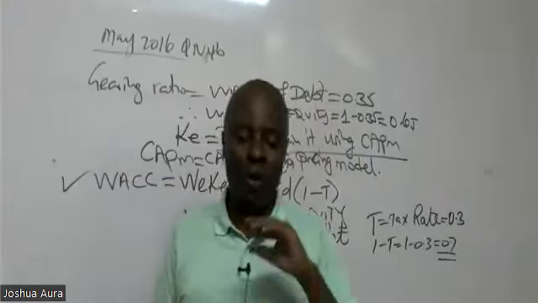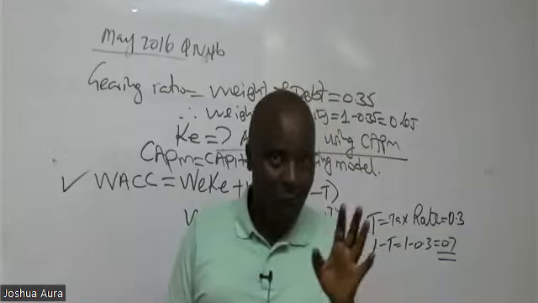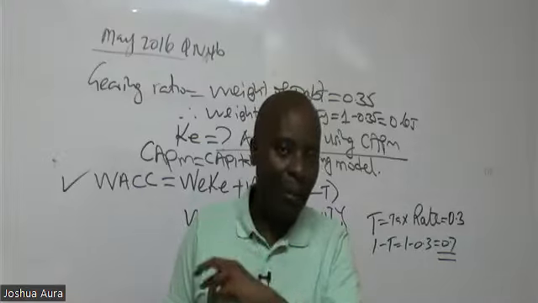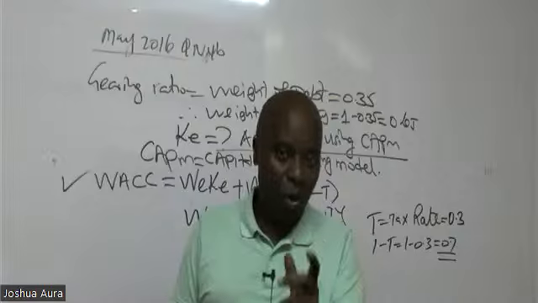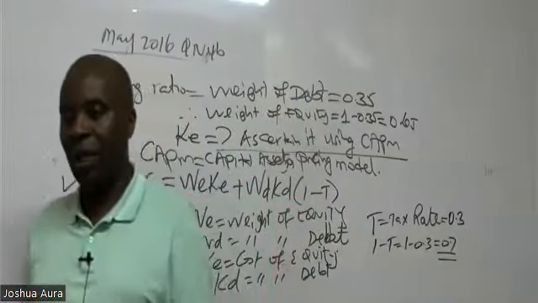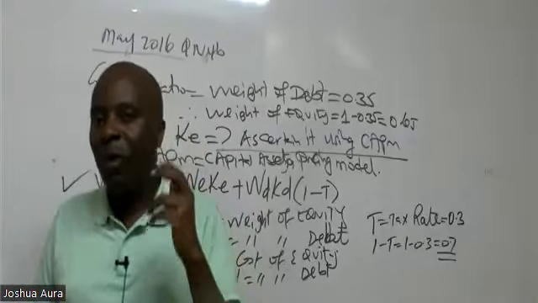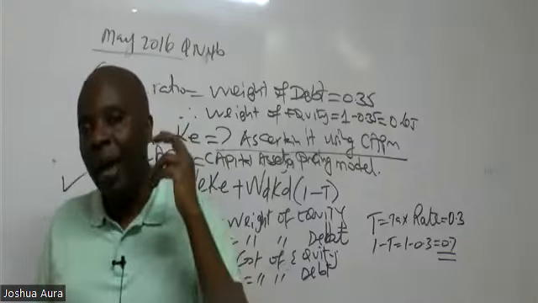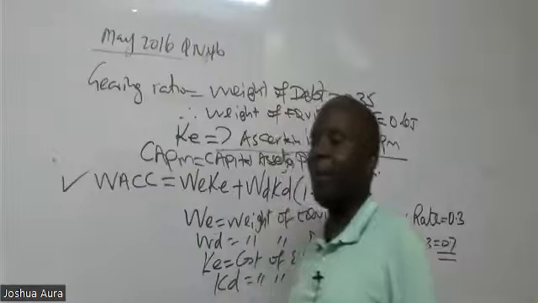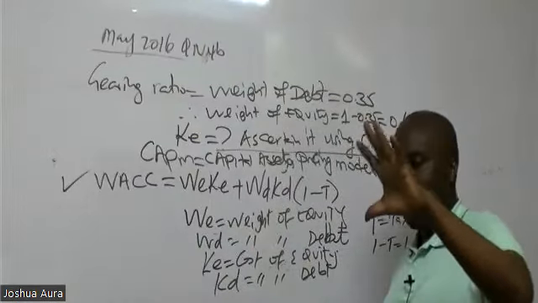Whenever you hear of cost of equity, the very first thing I'll think about, without even looking at other things, will be CAPM. CAPM is a great solver of cost of equity. But from your intermediate financial management level, is there anybody who is able to remember the CAPM formula?